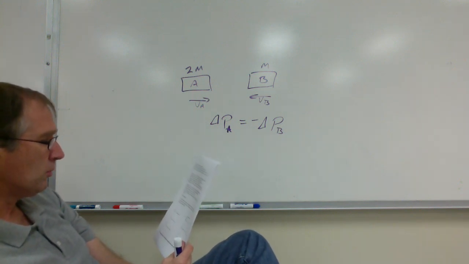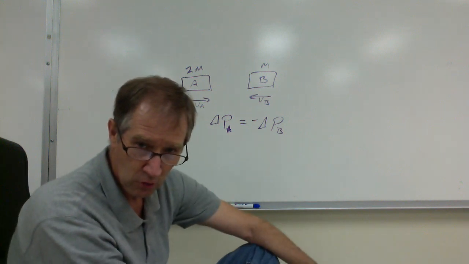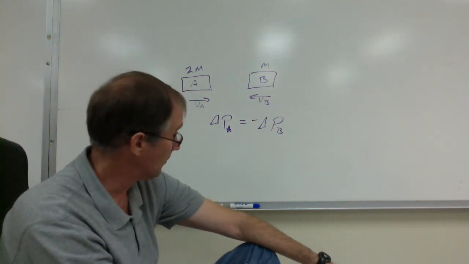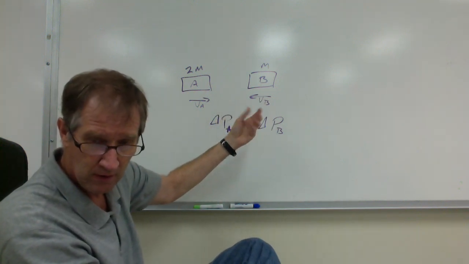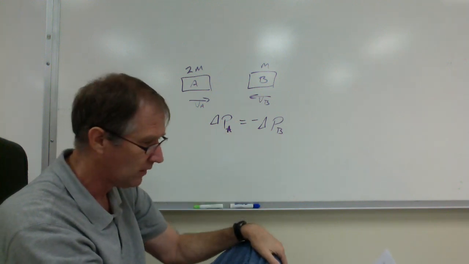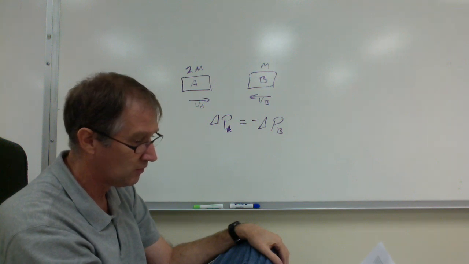What happens to the total momentum of the system as a result of the collision? What happens to the total momentum? Momentum's conserved. Nothing happens to it. All right? The momentum of the individual pieces change in an interaction like this, but nothing happens to the total momentum. Momentum's conserved. What happens to the mechanical energy of the system as a result of the collision?